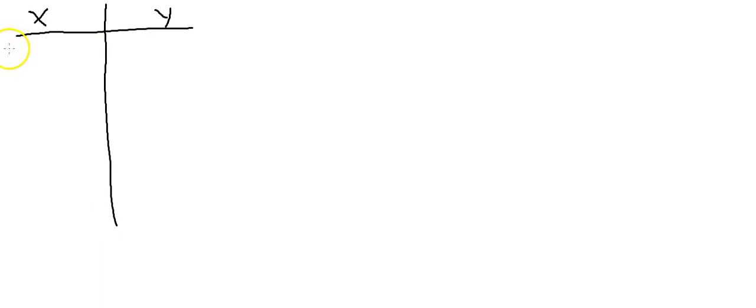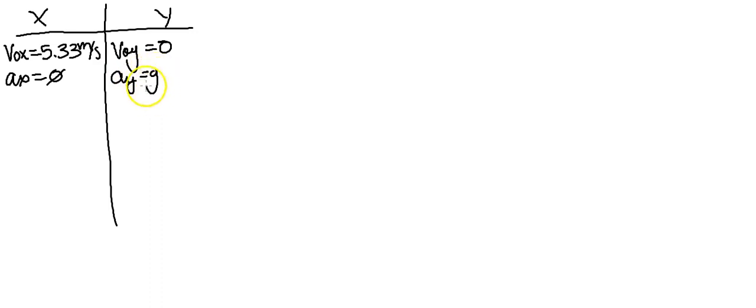The third part of this question asks how high the table is. So based on the information that we already have, we set up our chart again. So we have delta x and we have y. So our v initial in the x direction, 5.33 meters per second. V initial in the y direction was 0. Acceleration in the x was 0. Acceleration in the y is gravity, -10.